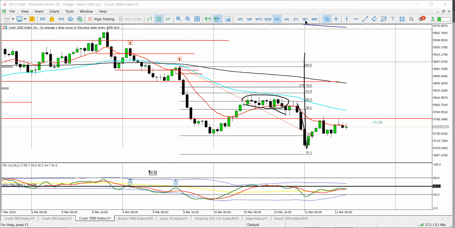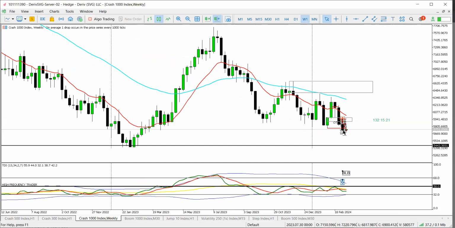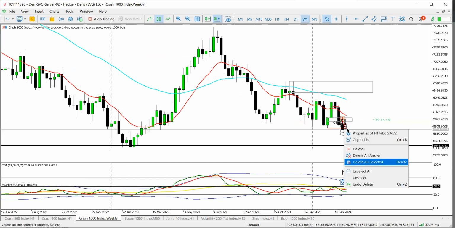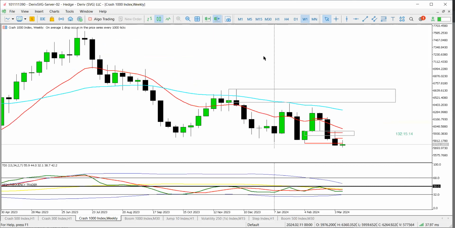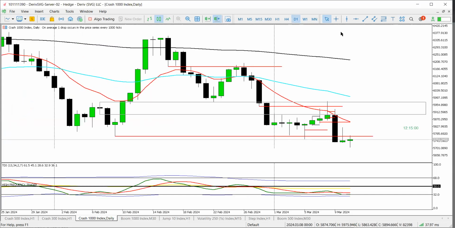Let's see. Looking at the weekly, I've seen price action like this before. And usually after this type of candlestick, especially if it has taken liquidity here, price usually retraces. So for now, I wouldn't want to be on the sell side unless it's very short term.